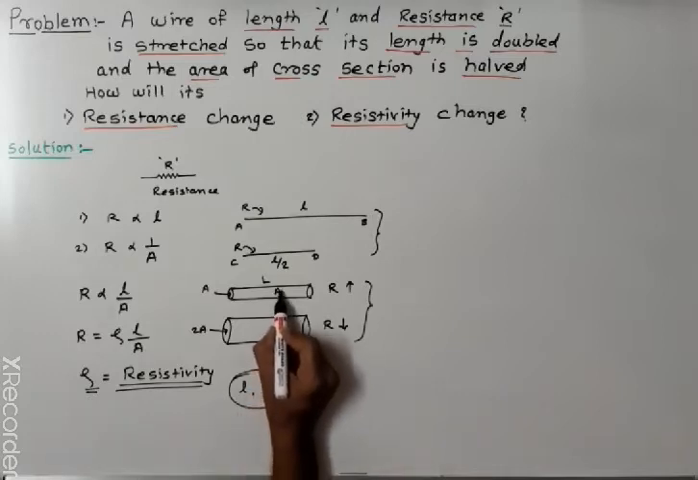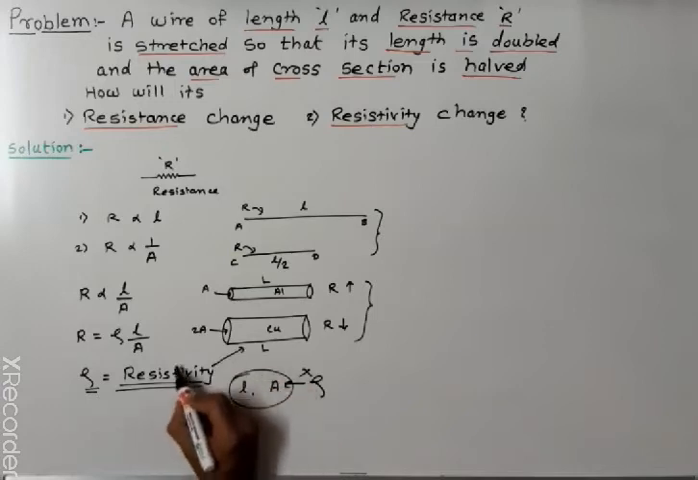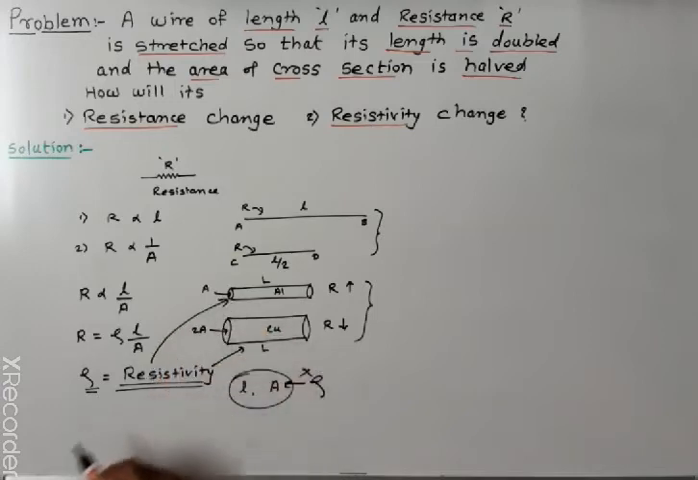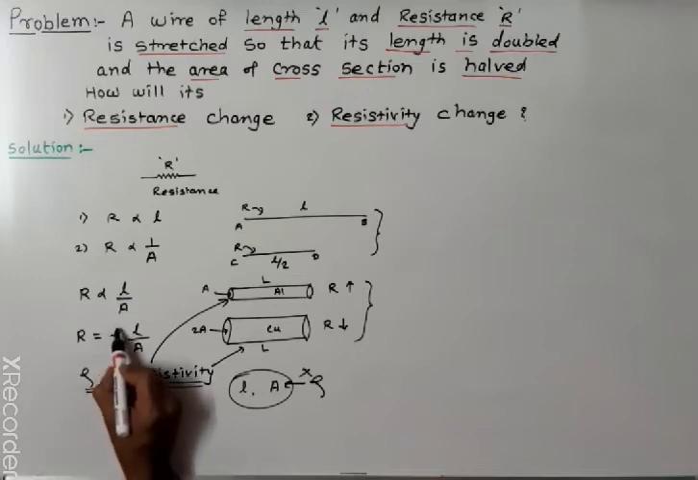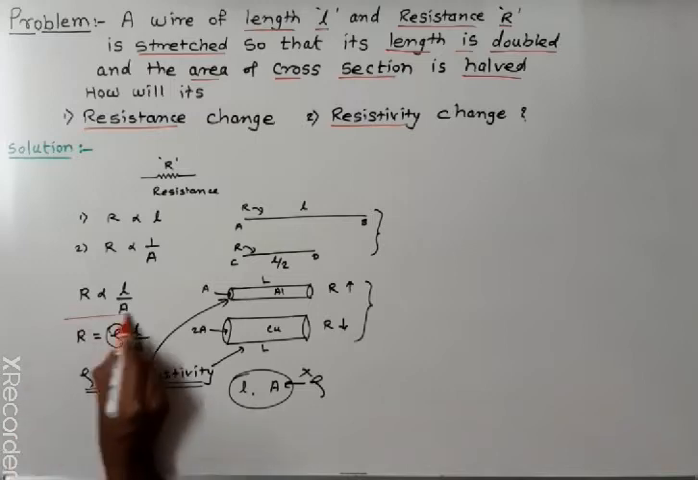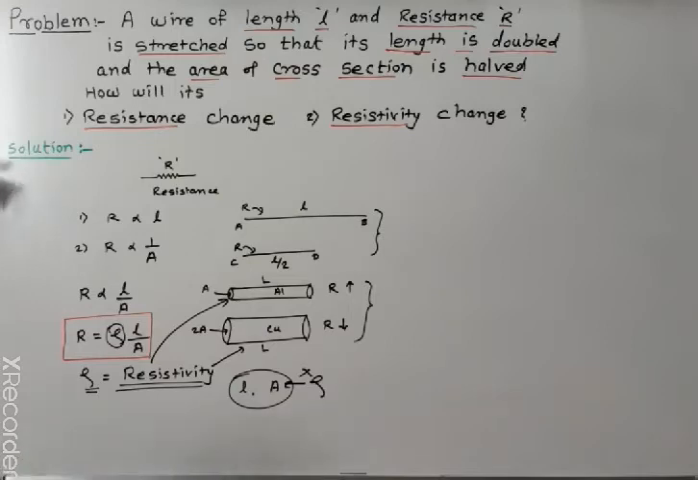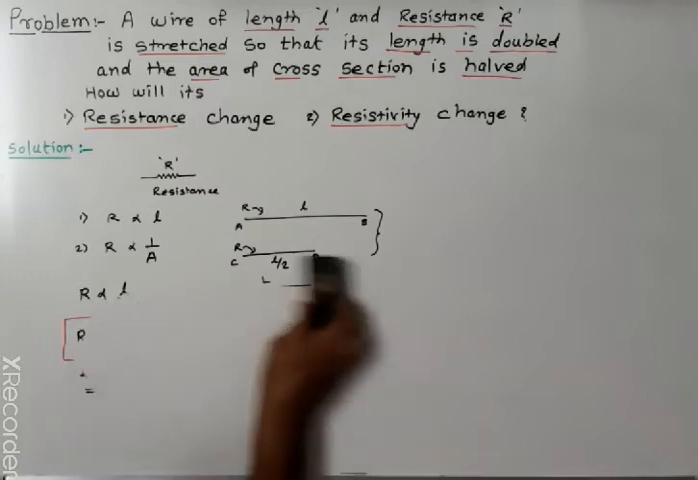Suppose this is made up of aluminium and this is made up of copper, then the resistivity will be different for this metal as well as for this aluminium. So this rho is called the resistivity. Now, dear students, we will use this formula for such types of questions, and solve for what will be the change in resistance and resistivity in this case. So let us proceed with this problem now.